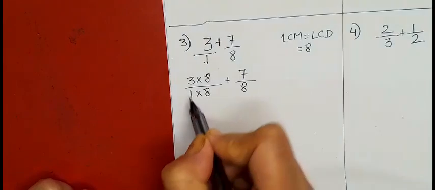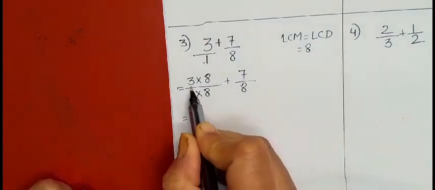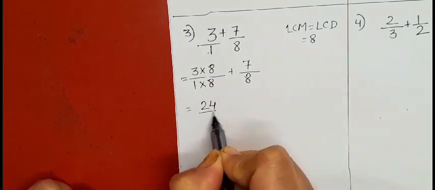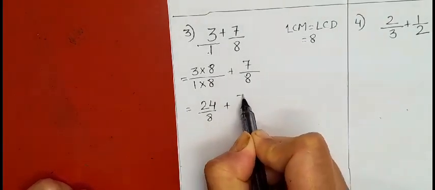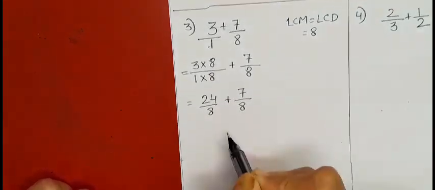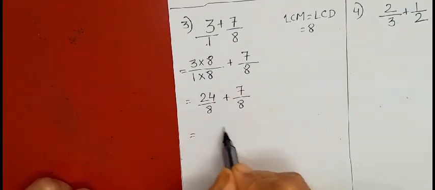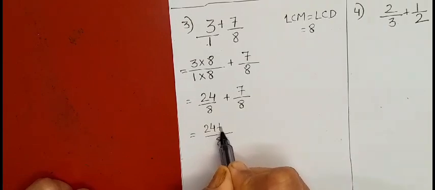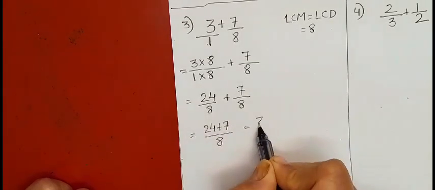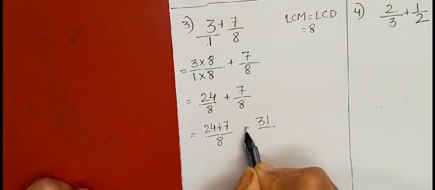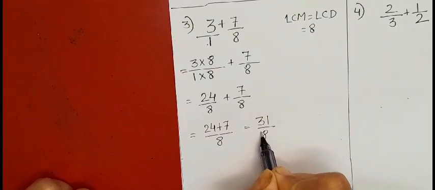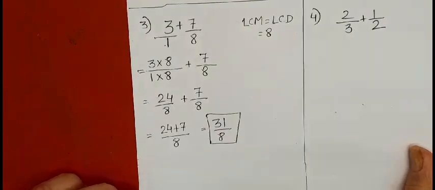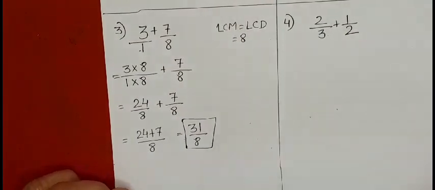Now here we'll get 3 times 8 is 24 over 8 plus 7 over 8. Now here we have got the same denominator 8, so we have to add the numerators, which equals 31 over 8, and which is the solution.